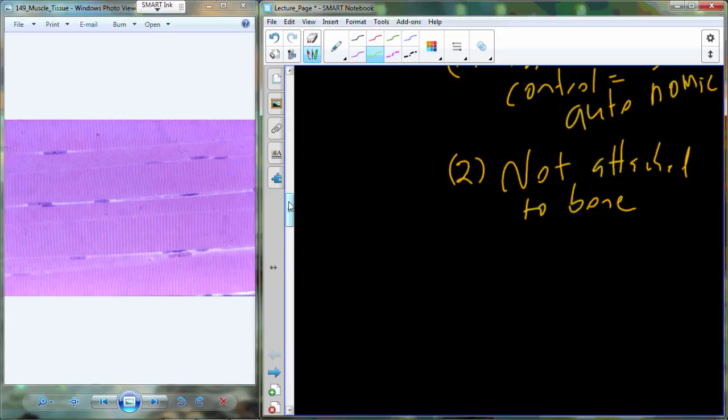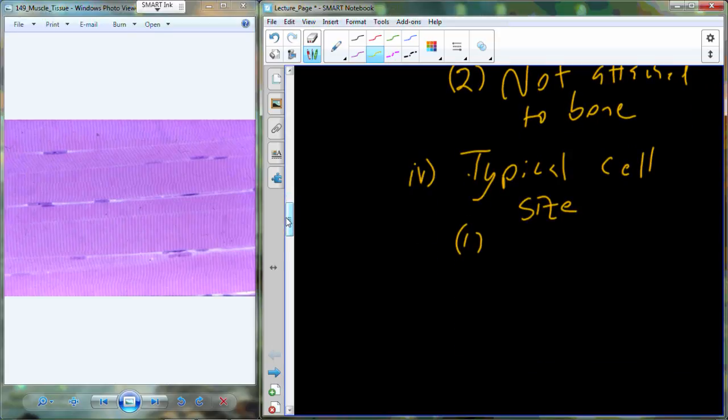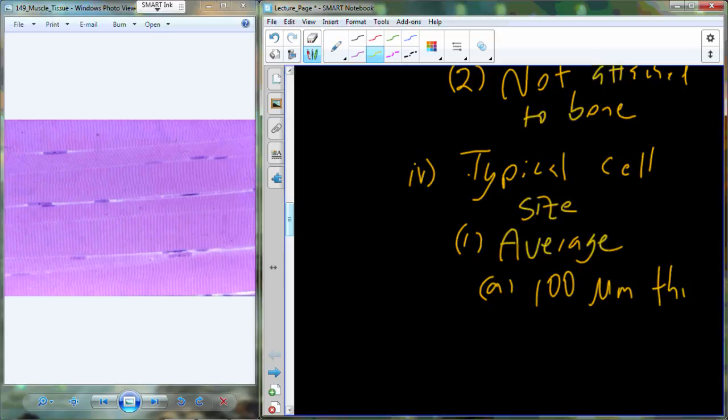How about a typical cell? What does the typical cell look like for skeletal muscle? So the typical or average cell size is on the order of 100 micrometers in thickness. How big is a micrometer?